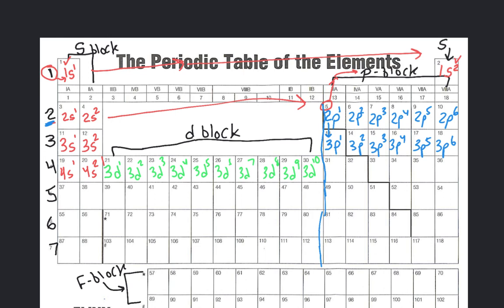The S is right here. It's frustrating. I don't think I'm going to be able to draw this. I don't know why that's being a pain. But now you have the P block to your right. So we're in the 4th row.